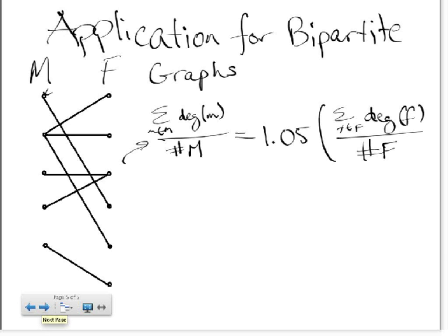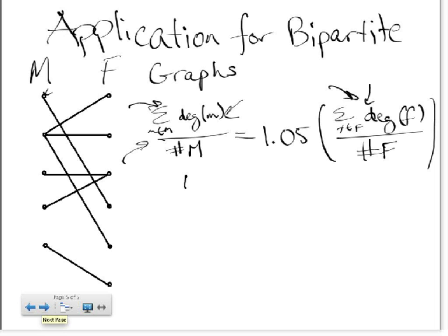Now, when we were doing the proof of the Handshake theorem, we saw that each edge contributes 2 vertex edge incidences. Looking at this graph, we can see that each edge contributes 1 to the total degree of male vertices and 1 to the sum of the degree of female vertices. Therefore, both of these two quantities right here have to be equal.